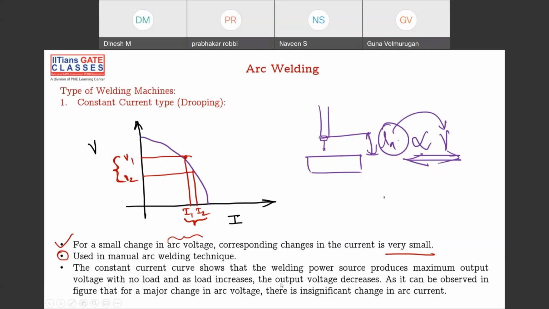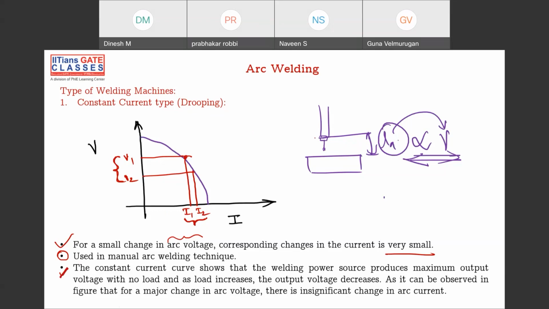And as load increases, the output voltage decreases. As can be observed in the figure, for a major change in output voltage, or major change in arc voltage, there is an insignificant change in the current. In the sense, the sentence is not very clear. Let me explain the sentence.